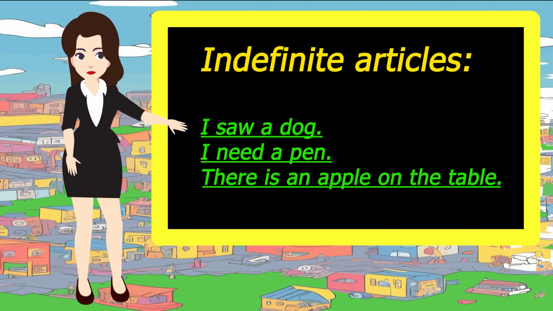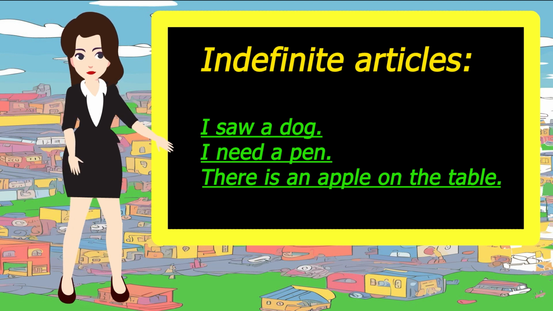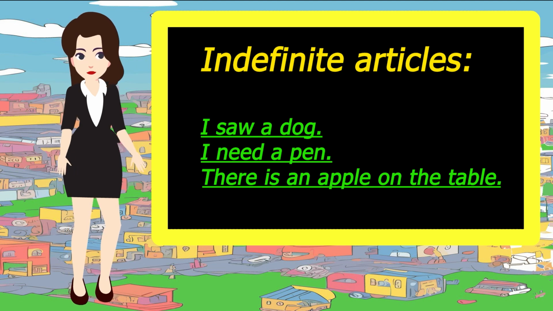Indefinite articles. I saw a dog. I need a pen. There is an apple on the table.